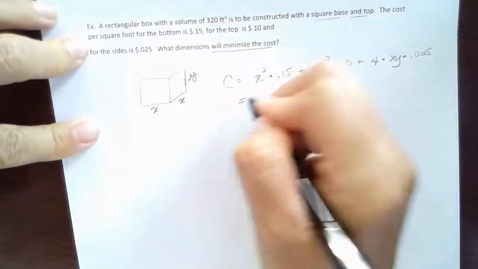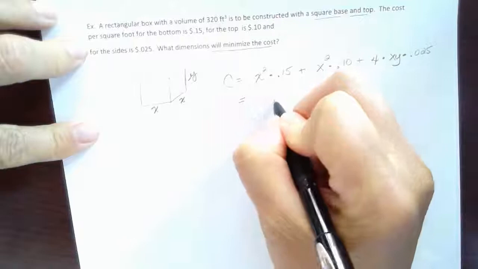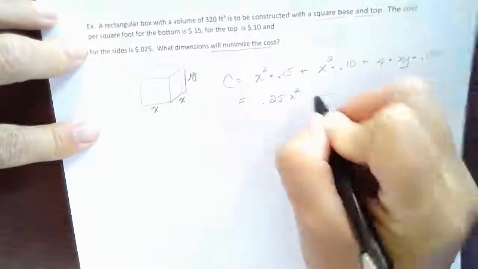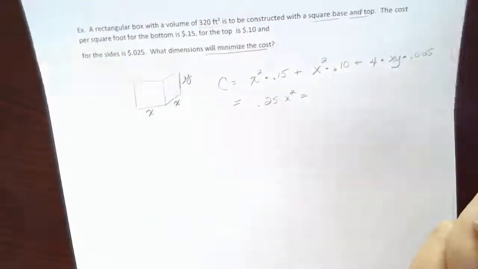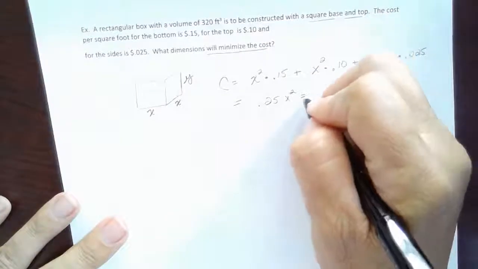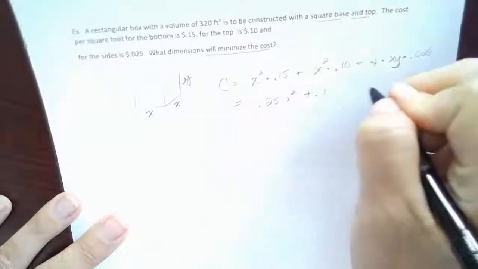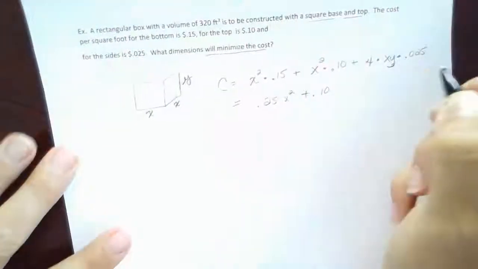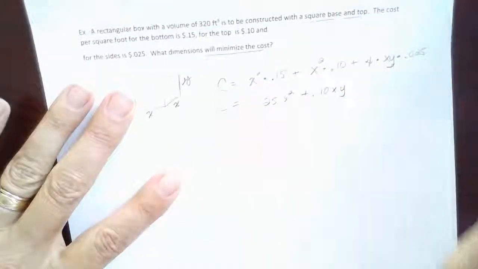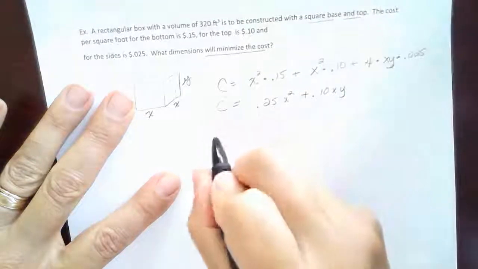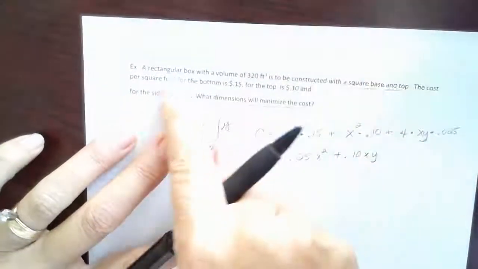Let's simplify this. So these two are like terms. 0.15, 0.10, that's 0.25 X squared. And then if I have 4 times 0.025, that's going to be 0.1. This is plus 0.10 times XY. Okay, this is good, but again, there are too many letters. I need just C's and hopefully X's. I want to get rid of the Y, which means we have to go up here and use this constraint.